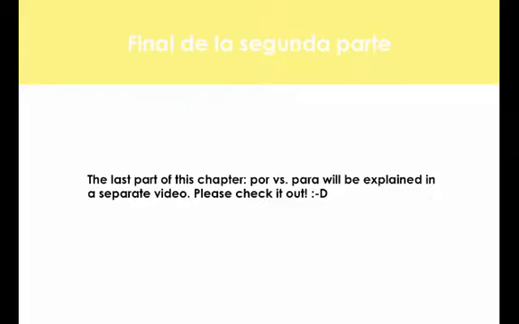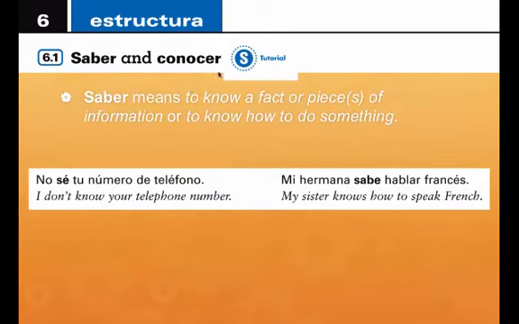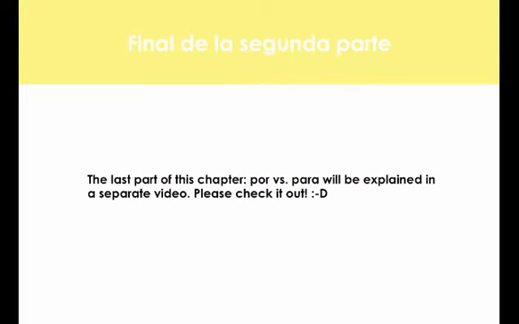Okay, guys, if there are any other questions, just a reminder, you can see this section on page 108, okay? I'm always here to answer any questions you might have, but also the textbook will give you a more in-depth explanation. Okay, this is the end of the second part. The last part of this chapter, por versus para, will be explained in a separate video. Please check it out, okay? I think it will help.